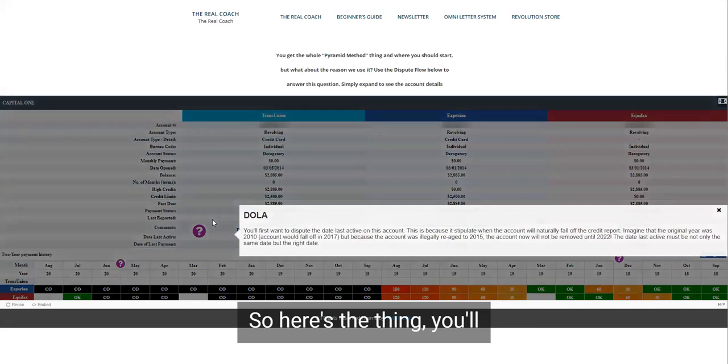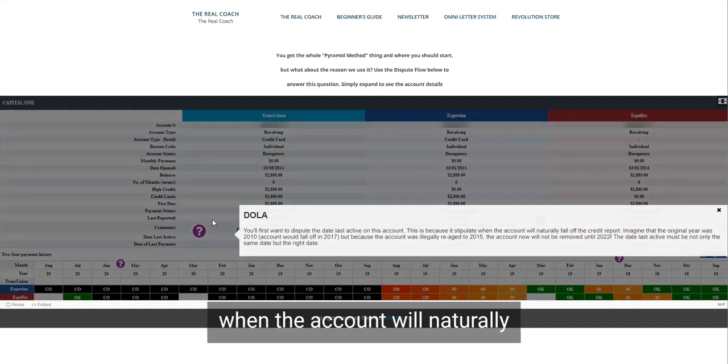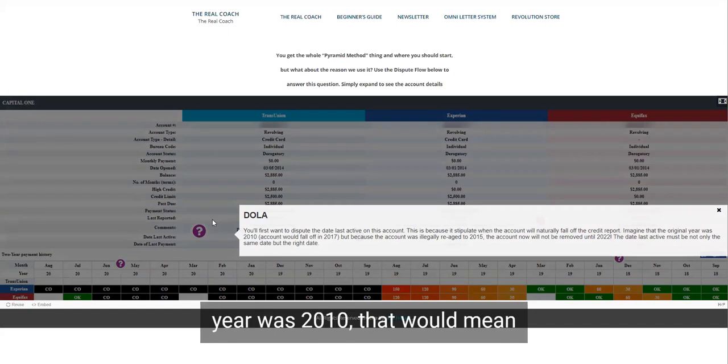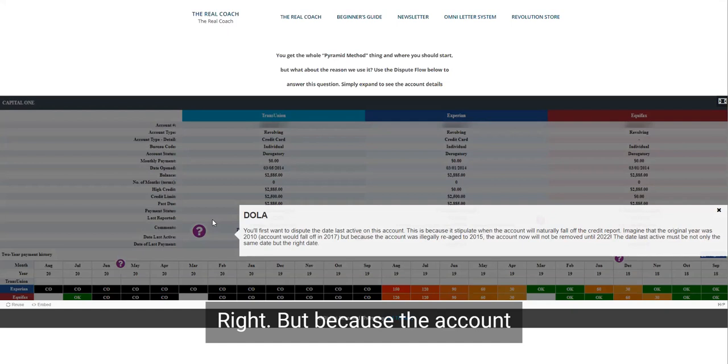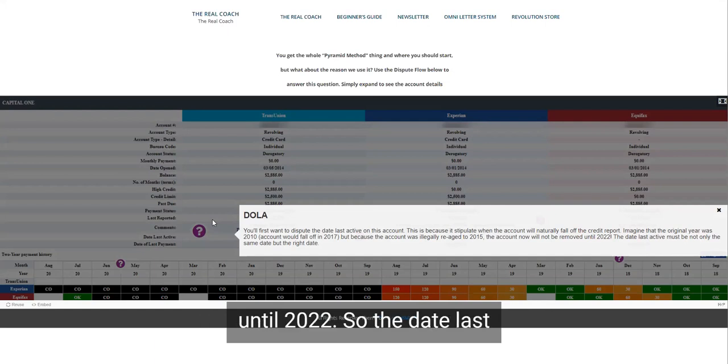So here's the thing. You'll first want to dispute the date last active MLS account, and this is because it stipulates when the account will naturally fall off the credit report. So just imagine this. The original year was 2010. That would mean that the account would naturally fall off in 2017, right? But because the account was illegally re-aged to 2015, now it's not going to be removed until 2022. So the date last active not only must be the same date, but it must be the right date.